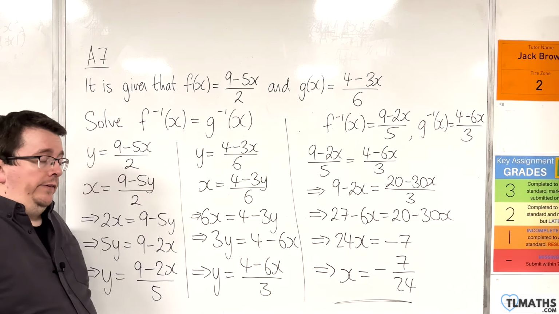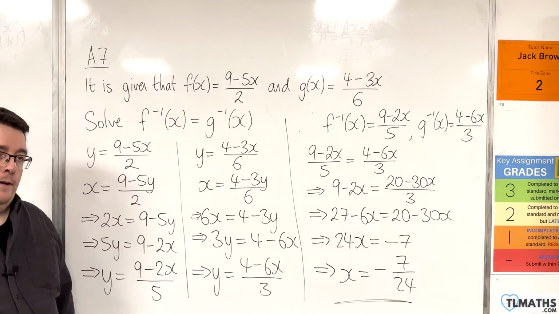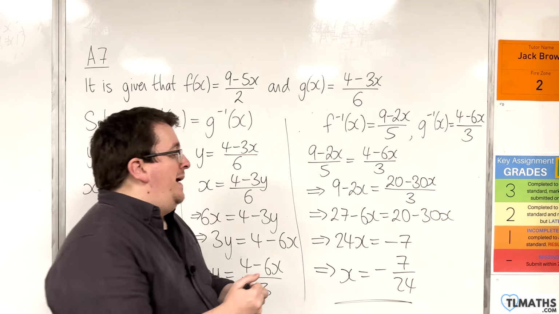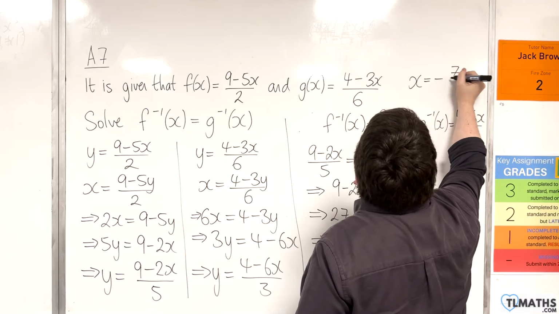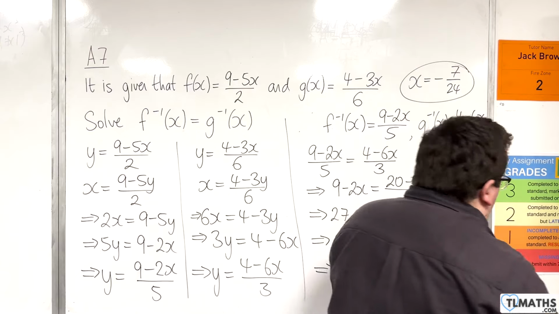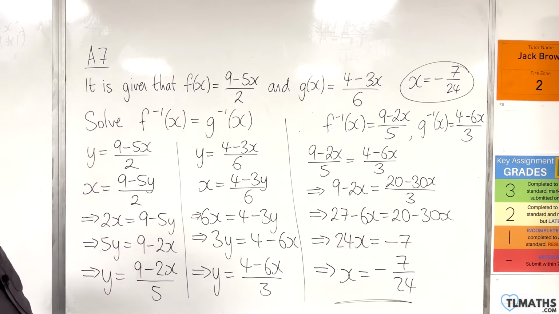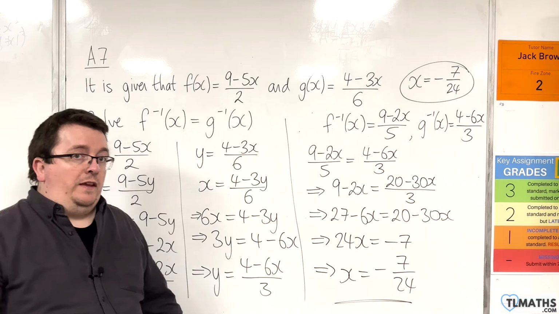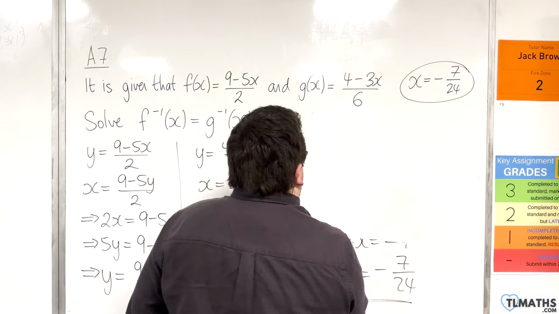Now the question is, could we have got to this answer in a different way? So let's bank that. x equals minus 7 over 24. Okay, so that is correct. And this is a correct method of doing it. And it is probably the first method that you would think of doing.